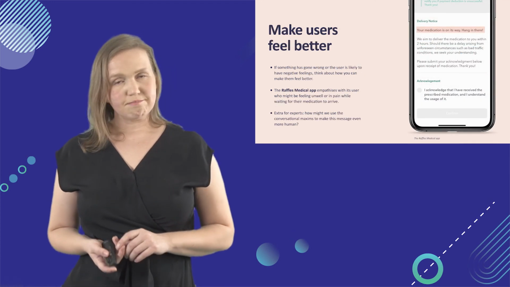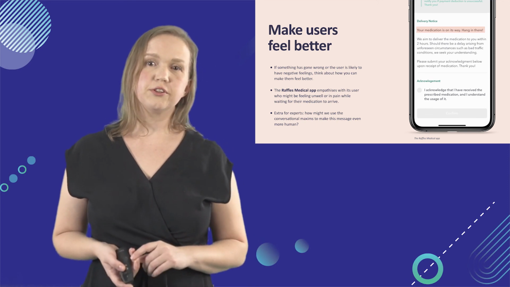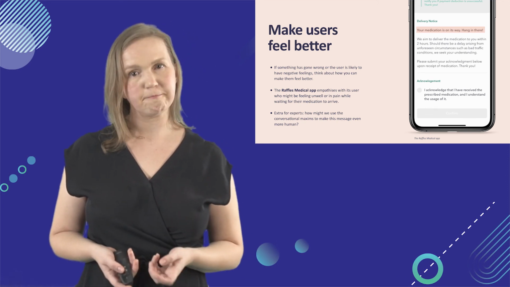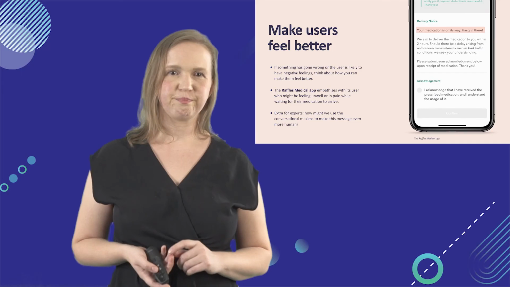What if your user isn't feeling great? By thinking about the interaction as a conversation, you can help ease the pain. An example from the Raffles Medical app. I recently pulled a muscle in my back and was in quite a bit of pain while waiting for my medication to arrive. And this is the message I saw. It says, hang in there, your medicine is on the way. It felt like the app actually knew how I was feeling.